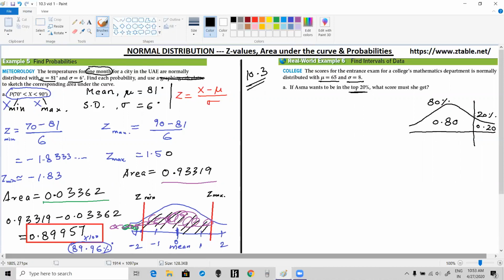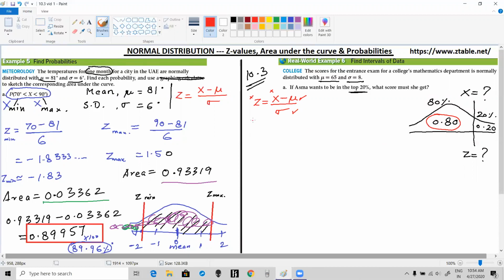Now I need to find what score she should get if she wants to be in the top 20. For that, I need the Z value. So let's get on with it. Step one, as usual, we know the formula: Z equals X minus mu divided by sigma. We know this, we know this, we don't know this, we don't know this. So we need to find these two things. Because we have the area in the normal distribution, we can find the Z by using the Z value table.